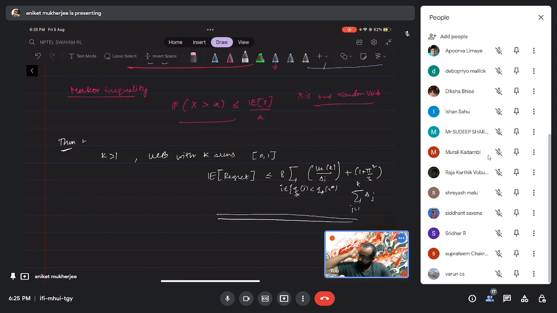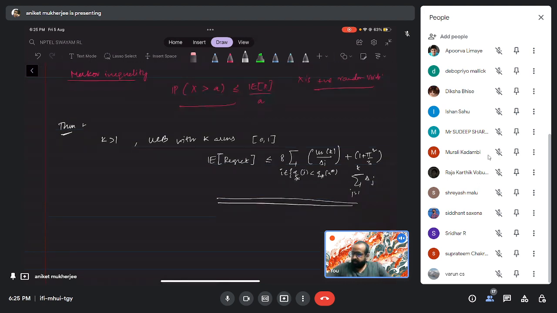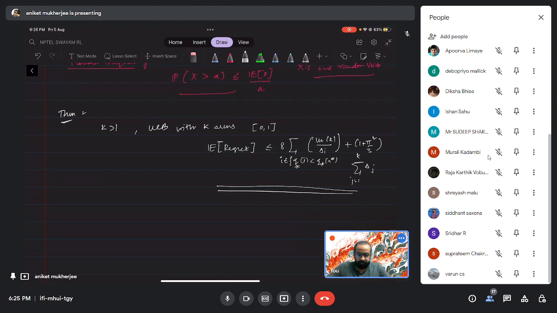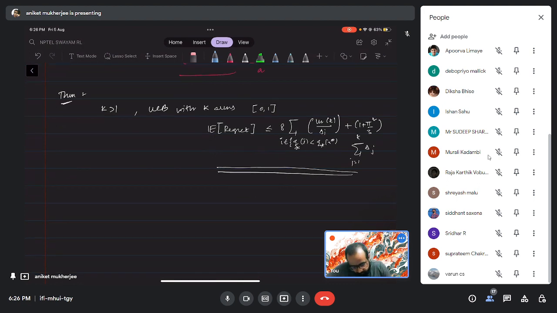So after UCB, I think Sir has gone through the PAC bounds for MAB, right? So PAC bounds he gave some complexity notions, and then I think Sir went to the median elimination algorithm. So I'll quickly explain the median elimination algorithm. So yeah, if you guys have any doubt in that, you can ask me also.